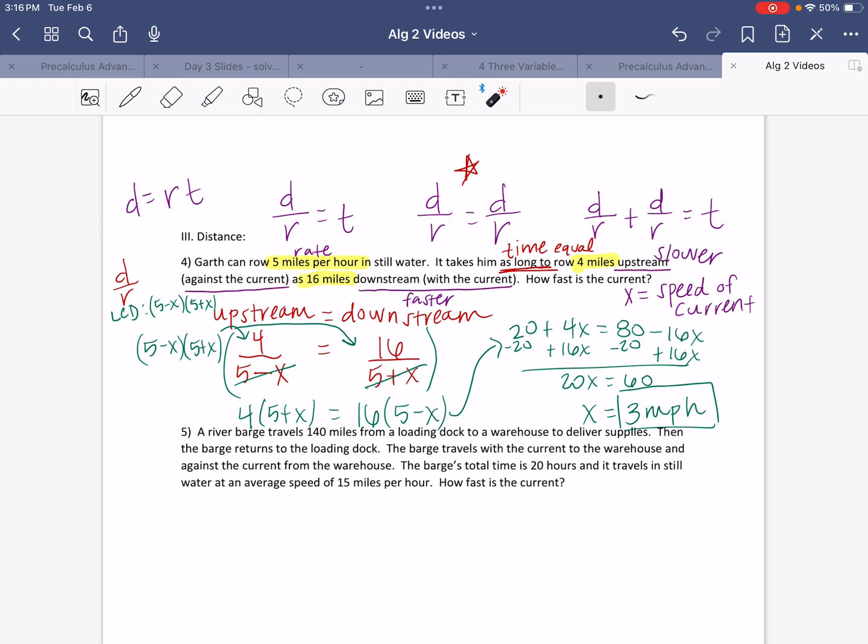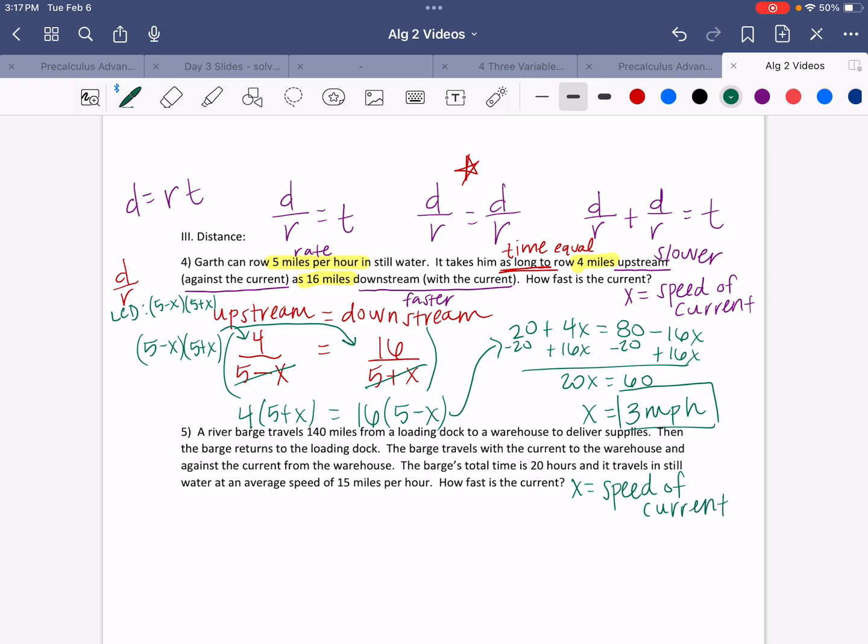Okay, let's try another one. 5 says a river barge travels 140 miles from a loading dock to a warehouse to deliver supplies. Then the barge returns to the loading dock. The barge travels with the current to the warehouse and against the current from the warehouse. The barge's total time is 20 hours, and it travels in still water at an average speed of 15 miles per hour. Okay, how fast is the current? So I'm going to label x as unknown, and it is the speed or the rate of the current.